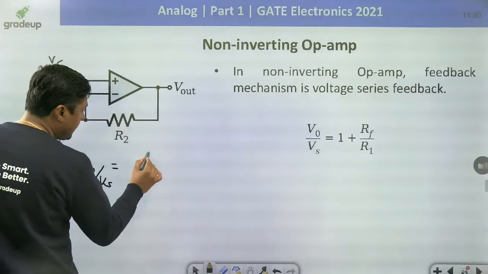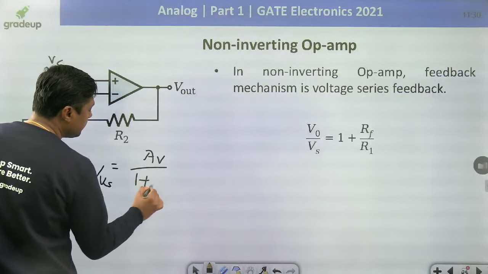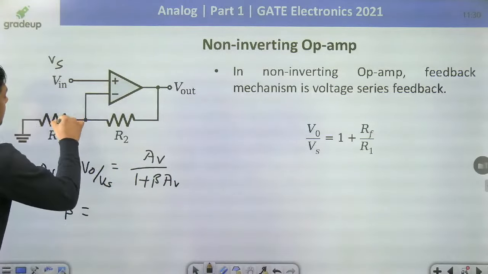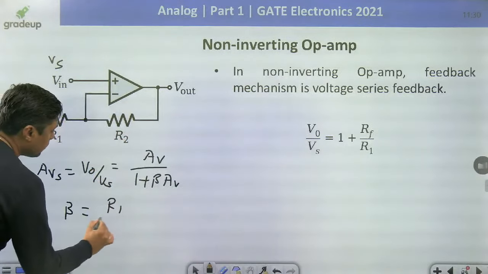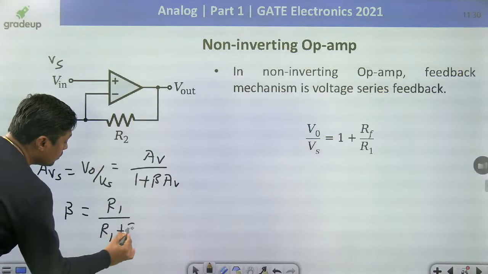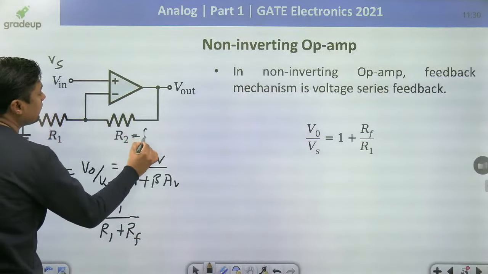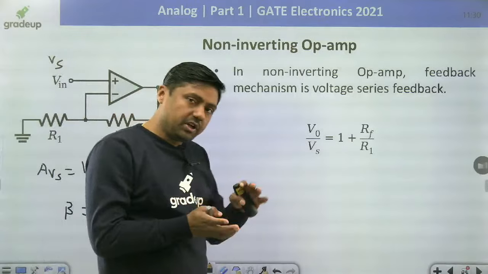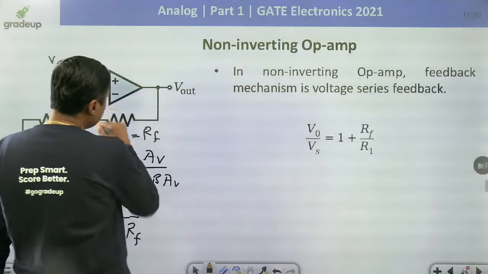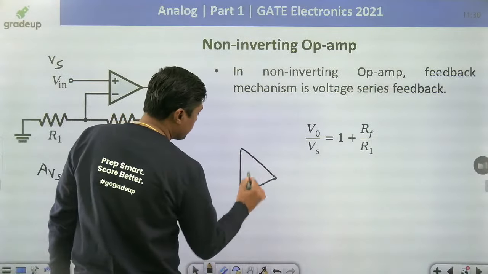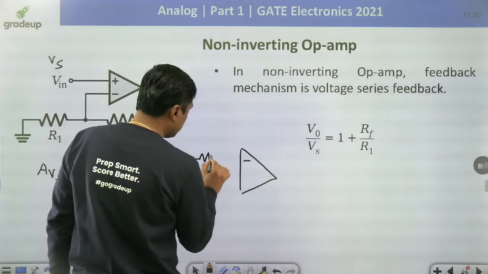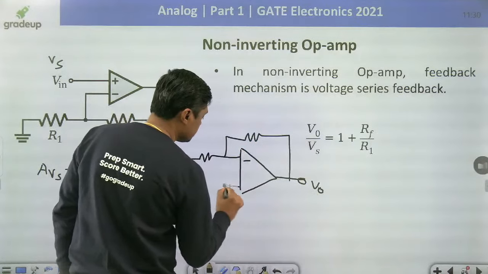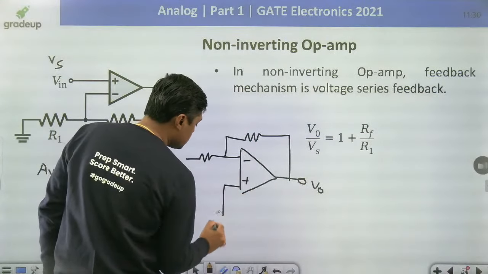Then it is given by AV upon 1 plus beta AV, right? What is the beta here? R1 upon R1 plus RF, or R2. Normally it is represented by RF. Now suppose we are getting this type of diagram, then please revert back and then you will get it like this. Plus this is the Vs.